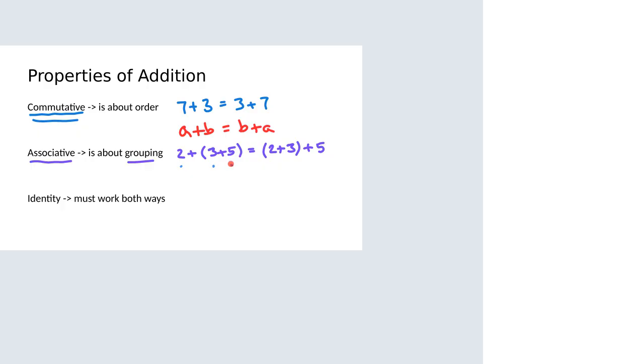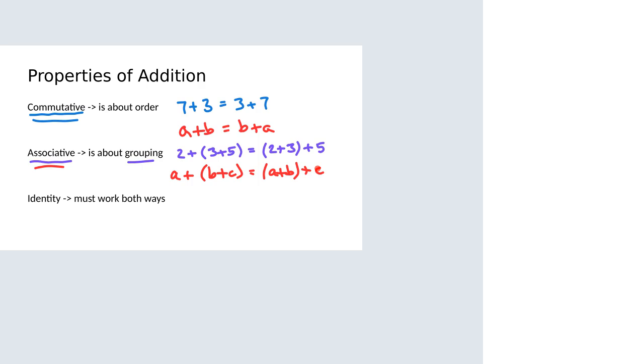2 plus 3 plus 5, 2 plus 3 plus 5. The order didn't change. If the order changed, then it'd be about the commutative property. But the order didn't change here. What changed was the grouping. And when the grouping changes, that's an example of the associative property. The way that we'll write this to be generic is (A plus B) plus C will equal A plus (B plus C). And that's the associative property because it's about grouping.